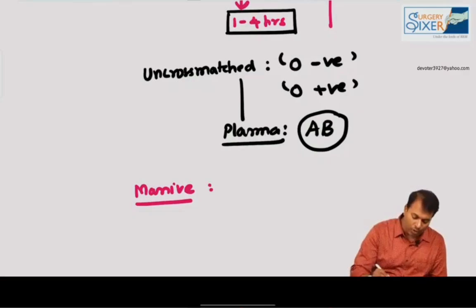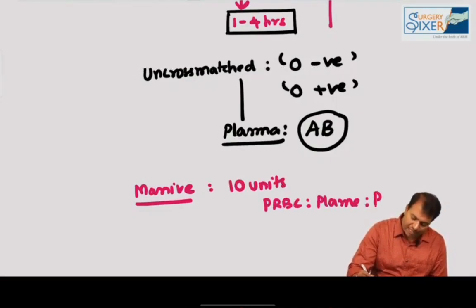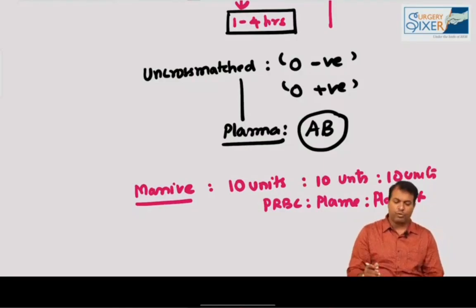Okay. And what do you mean by massive blood transfusion protocol? Massive blood transfusion protocol is one in which we transfuse packed red blood cells, plasma and platelets in the ratio of 1:1:1. 10 units packed red blood cells, 10 units plasma, 10 units platelets are transfused, and this is known as massive blood transfusion.